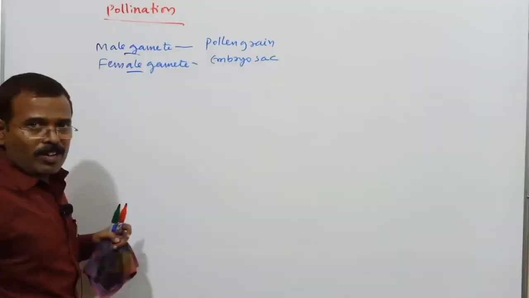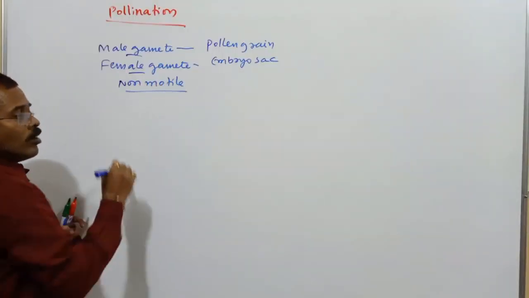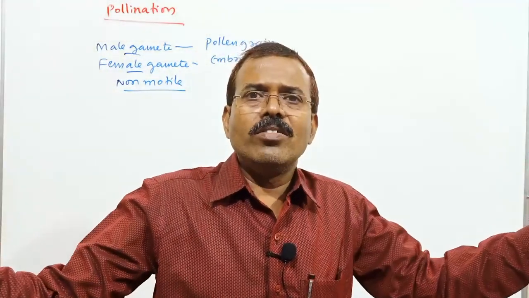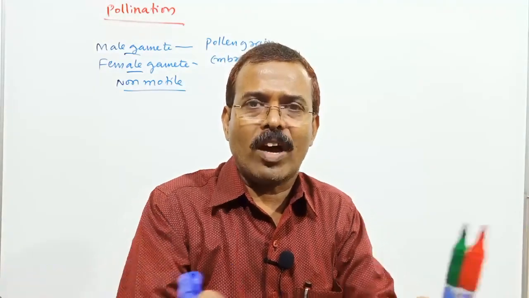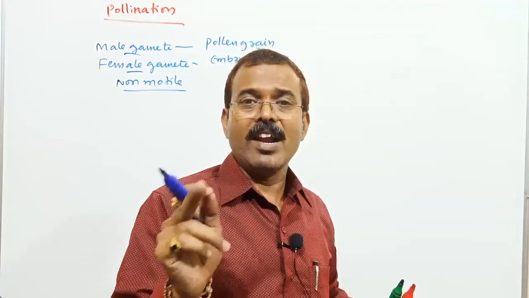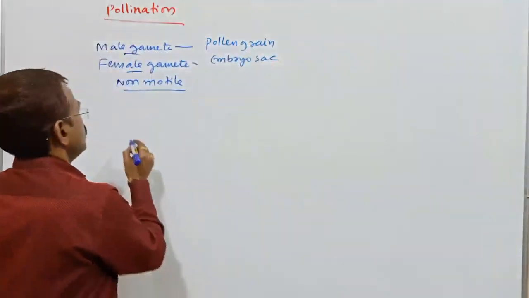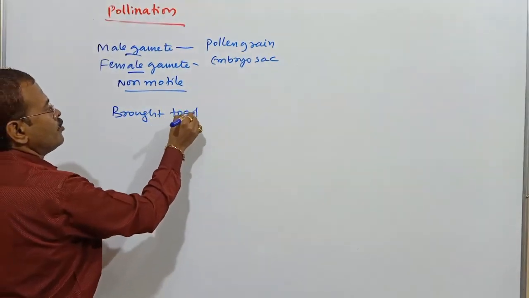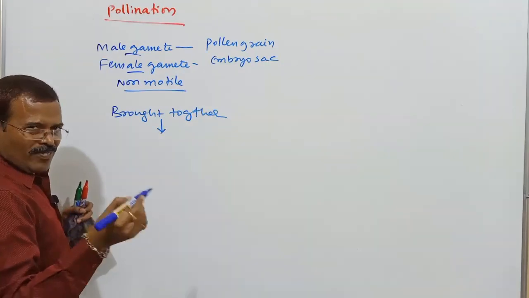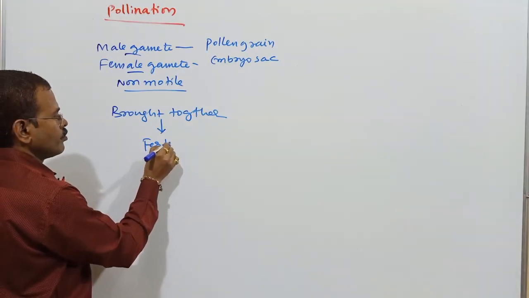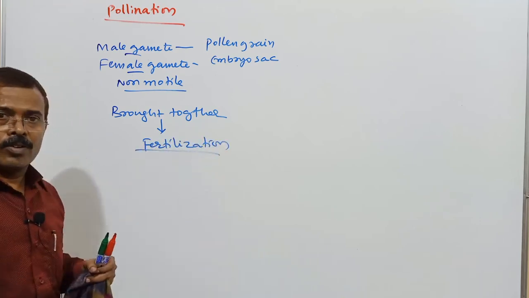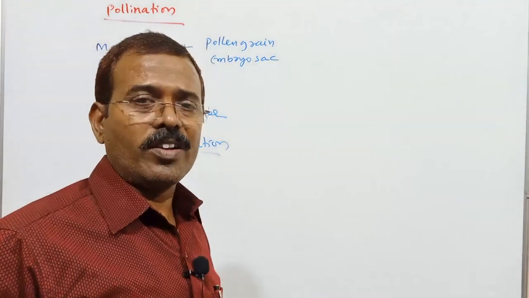Male and female gametes both are non-motile. They don't move. Unless these two gametes, male and female gametes, are physically brought together, fertilization cannot take place. These gametes should be brought together to effect the fertilization process, to achieve the fertilization process.